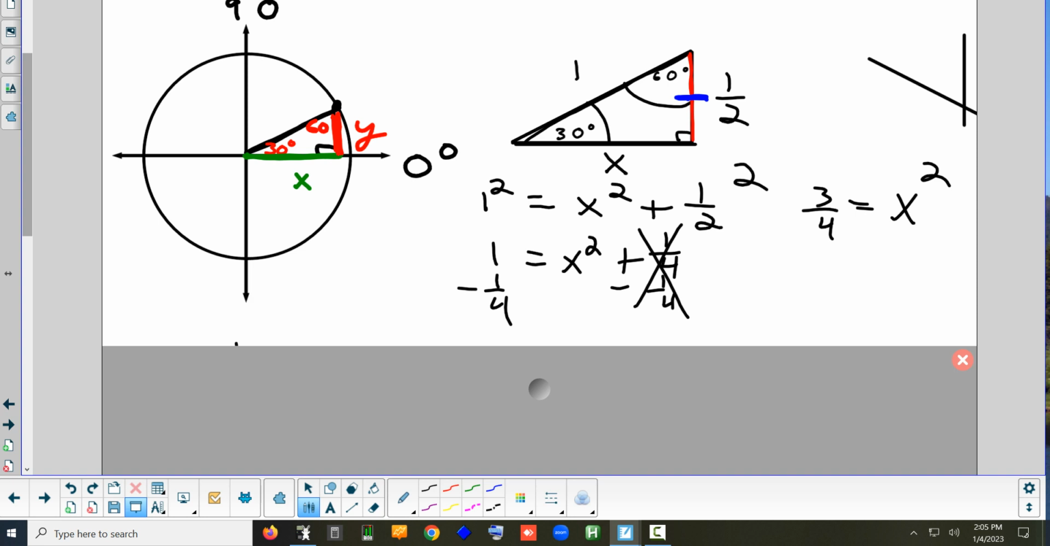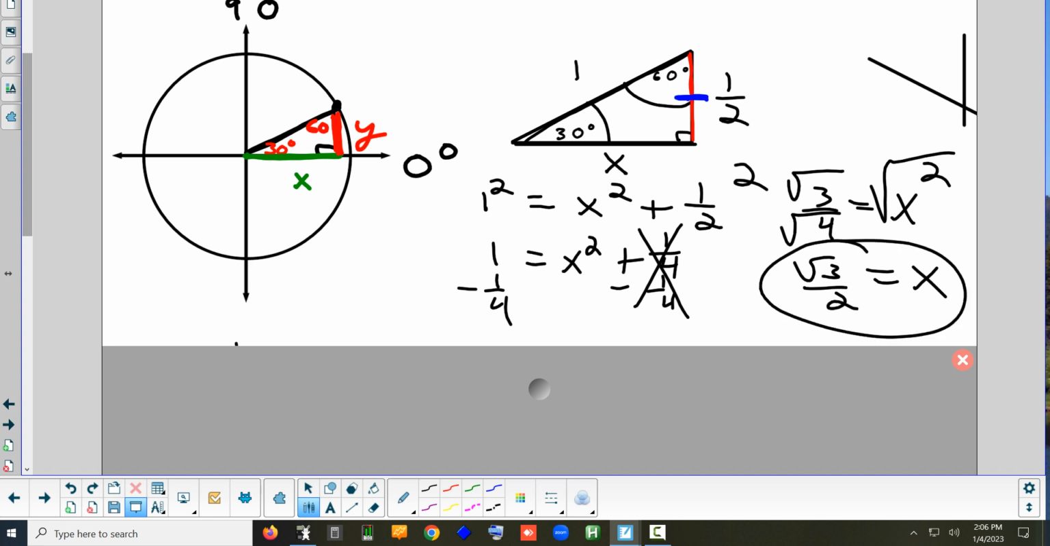Tyler, how do I get rid of that exponent of 2? We're going to take the square root of both sides. So on the right, now we have x. And what about on the left? Square root 3/2. There we go. That's the length of the bottom side in that triangle. So this is root 3/2, and the y is 1/2.